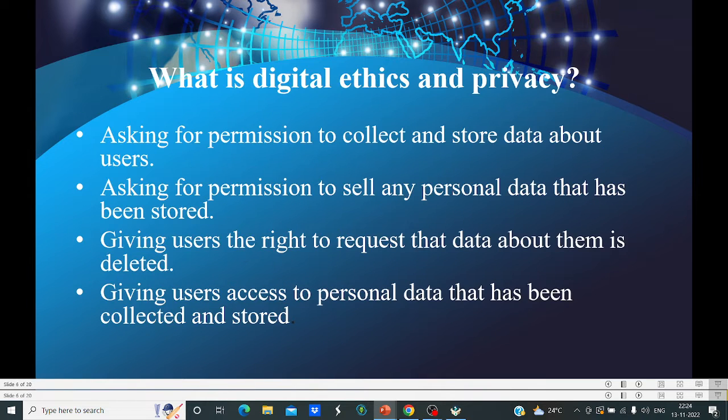Next we move on to what is meant by digital ethics and privacy. Digital ethics consists of protocols, regulations and rules through the process of digital media and social media. Privacy means having one's own thinking, one's own thoughts and one's own respect, which come under privacy.